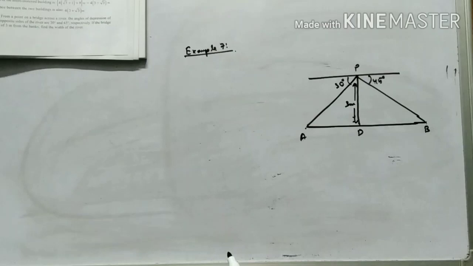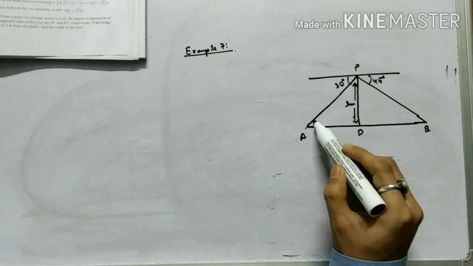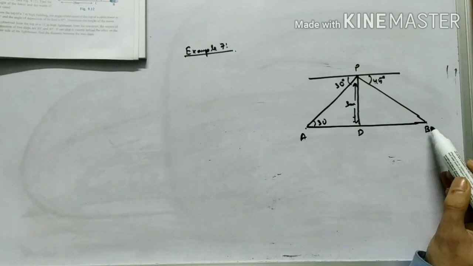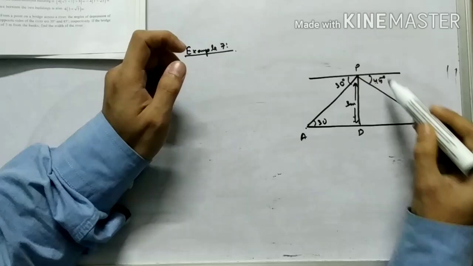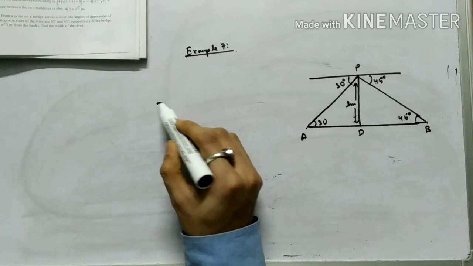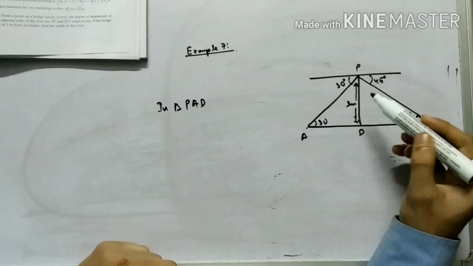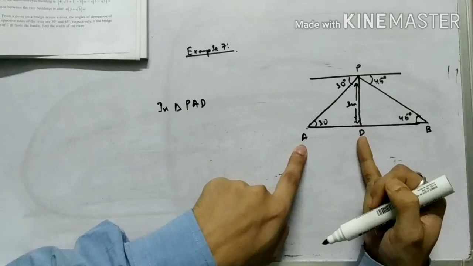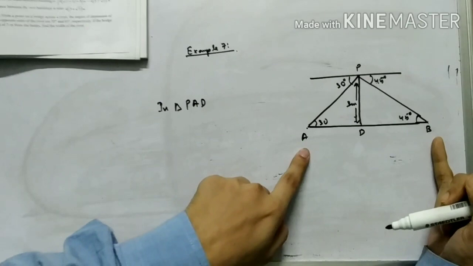First of all, this will be 30 degrees because this is parallel to this. This is an alternate angle, 30 degrees, and this will be 45 degrees. Now I will take this triangle. In triangle PAD, the height is given. I have to find this distance AB. So first I will find AD and then DB, and then adding these two, I will get AB.